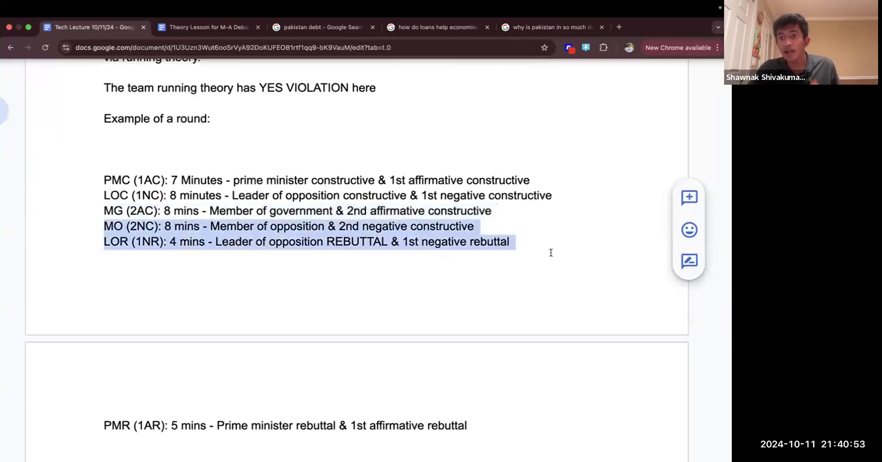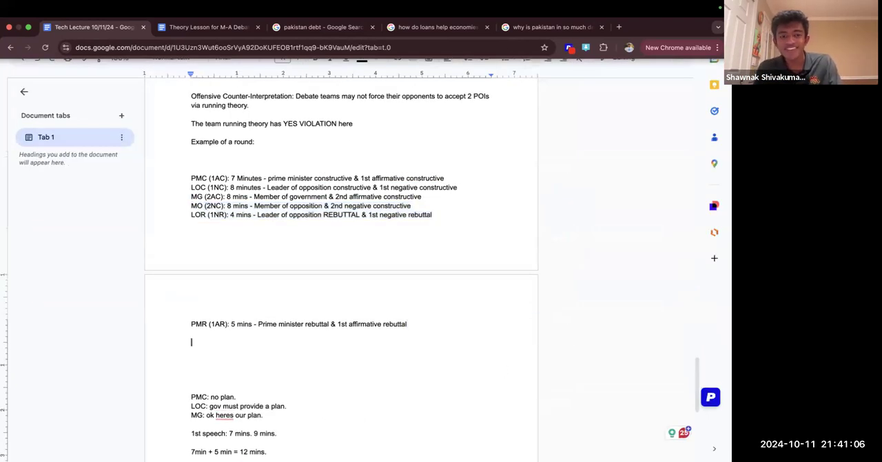And then the MO and the LOR extend theory's a priori. Theory comes first. If you win the case round, that's only because it was skewed, because you broke the rules. And then you'll extend all your standards. You'll extend the interpretation. Okay, I should speak about that. Extending theory.